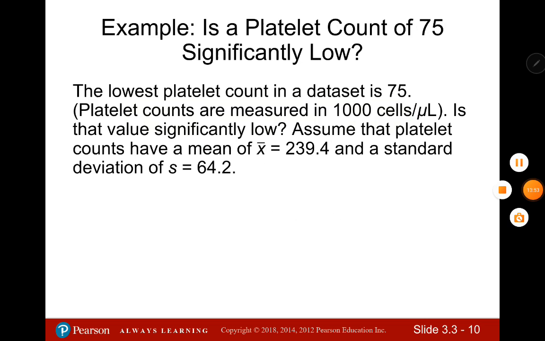Let's check this example. The lowest count in a data set is 75. Is that value significantly low? If we already know the mean value is 239.4, and of course we need another important measure, the standard deviation. If a question is about significantly low, we should know maybe we should use z-score to get to the answer.